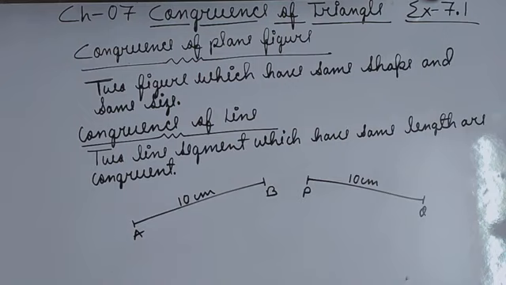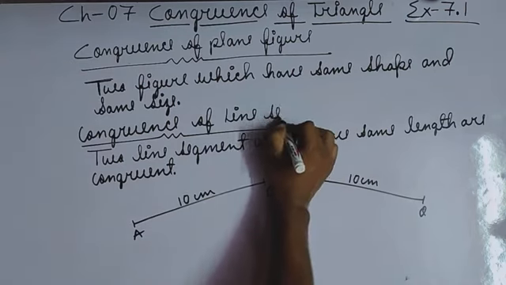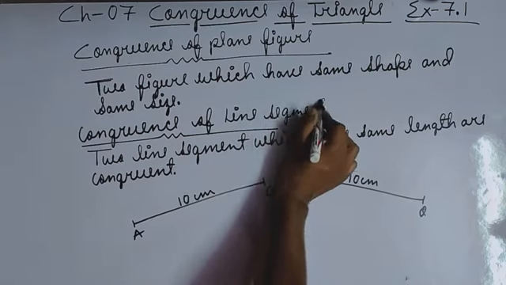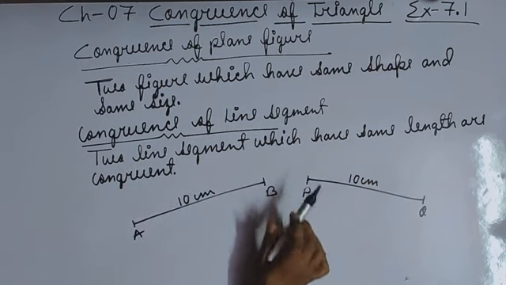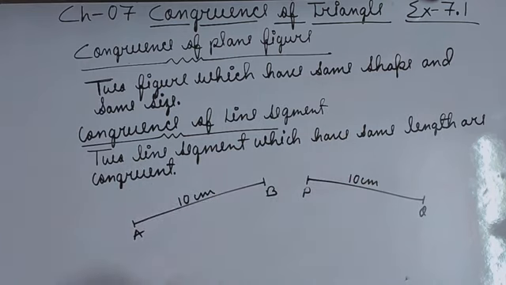What is a line segment? A line segment is a line having two end points. If a line has two end points, it becomes a line segment. Since in congruence there are two objects, here there will be two line segments. Two line segments which have the same length are congruent. Two line segments which have the same length, we call them congruent figures.